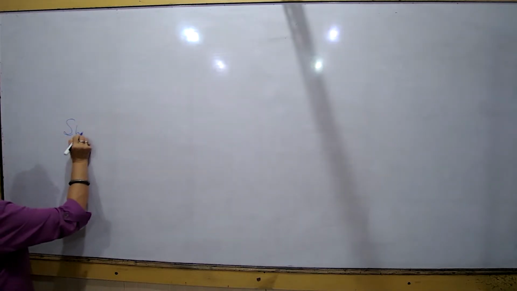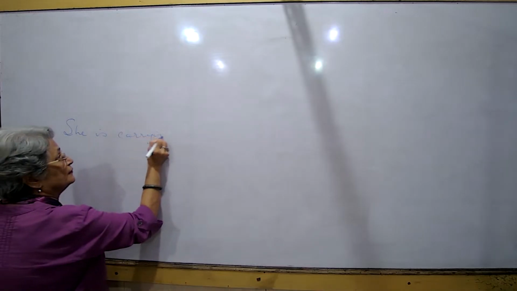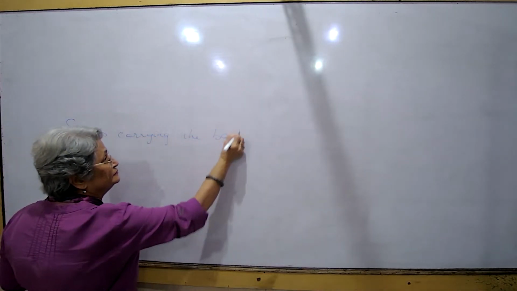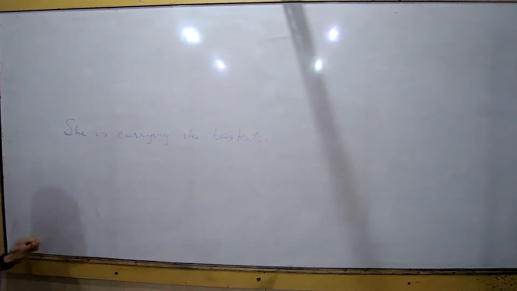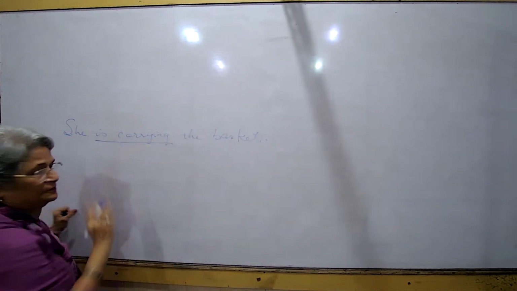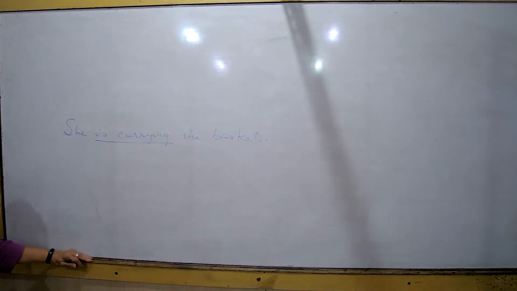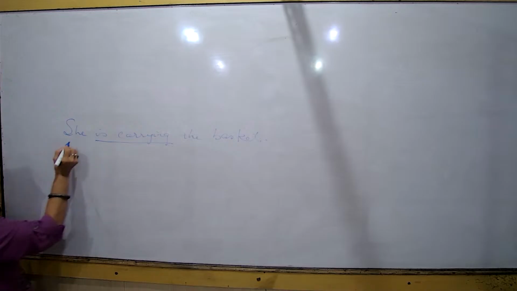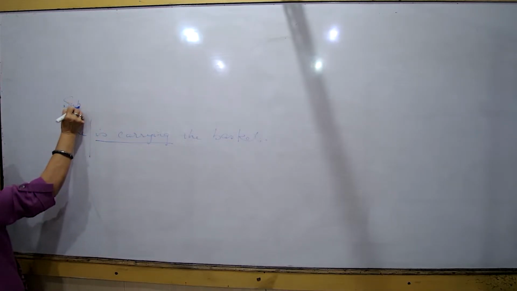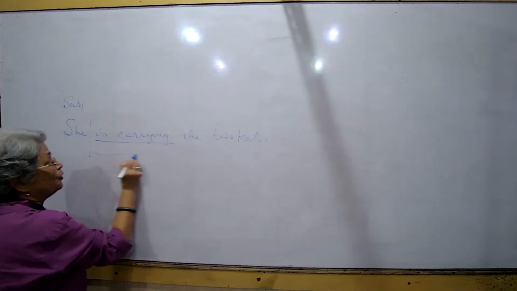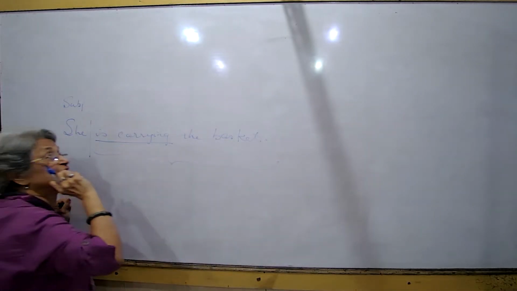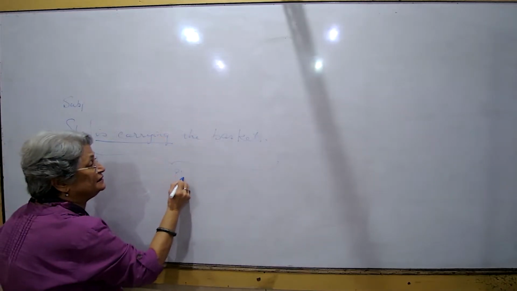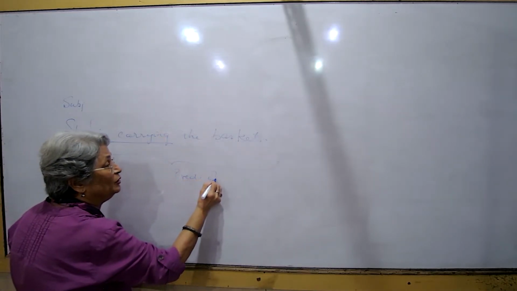Now, remember one thing. Suppose we say, she is carrying the basket. First of all, you have to underline the verb. When you are transforming active to passive, first of all, catch the verb, which is carrying. What is before is the subject. What is afterward, the verb along with what is coming after it, is the predicate, or object.